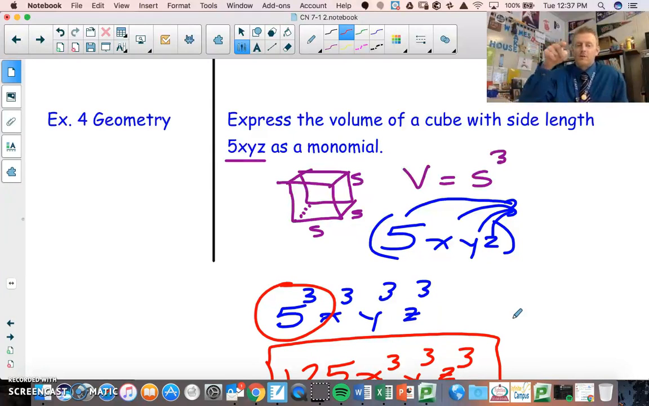All right, folks, that's what this lesson's all about. Hopefully this all makes sense to you guys, and you can determine what is a monomial and what is not, and then be able to simplify those things.